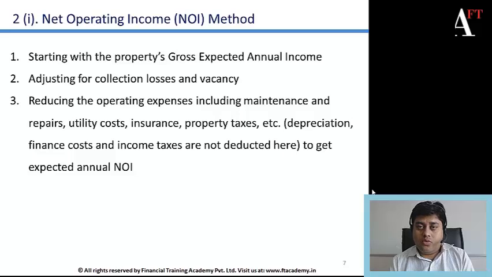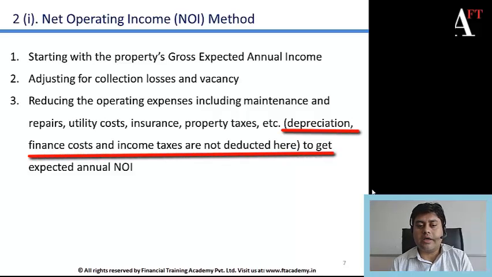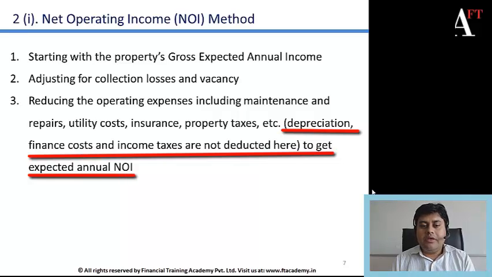Now please note that we will not reduce depreciation, finance costs and income taxes while calculating this net operating income. We'll only reduce the operating expenses with respect to maintenance, repairs, utility, insurance, etc., not depreciation, finance cost and income taxes. And then we get the expected annual net operating income of the property.